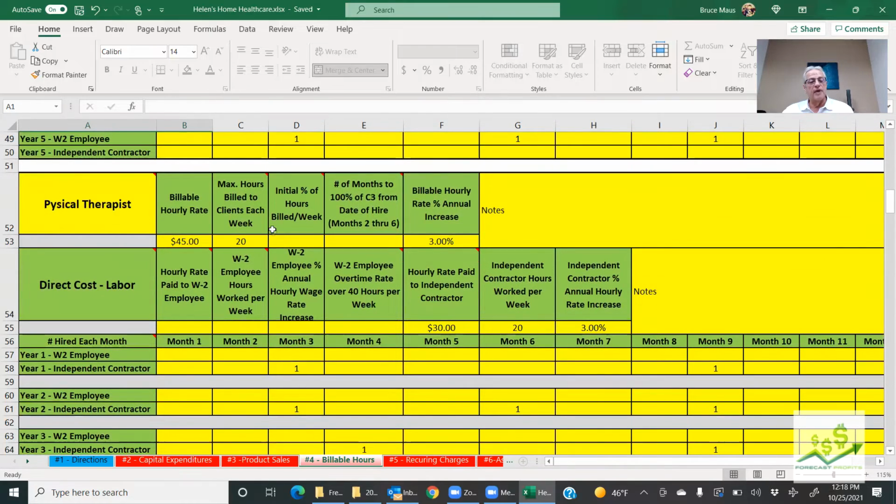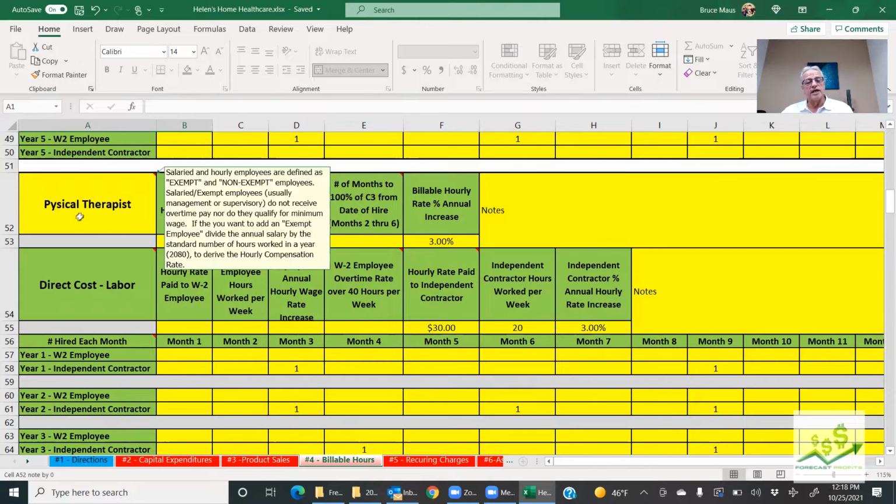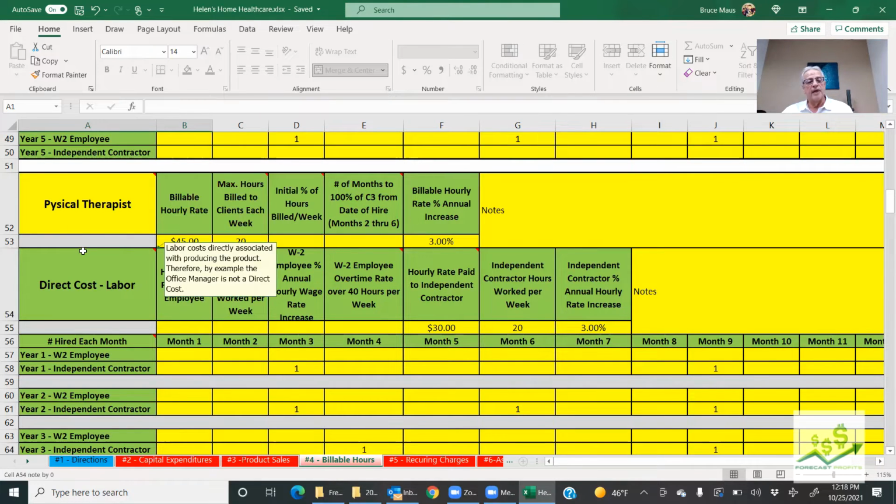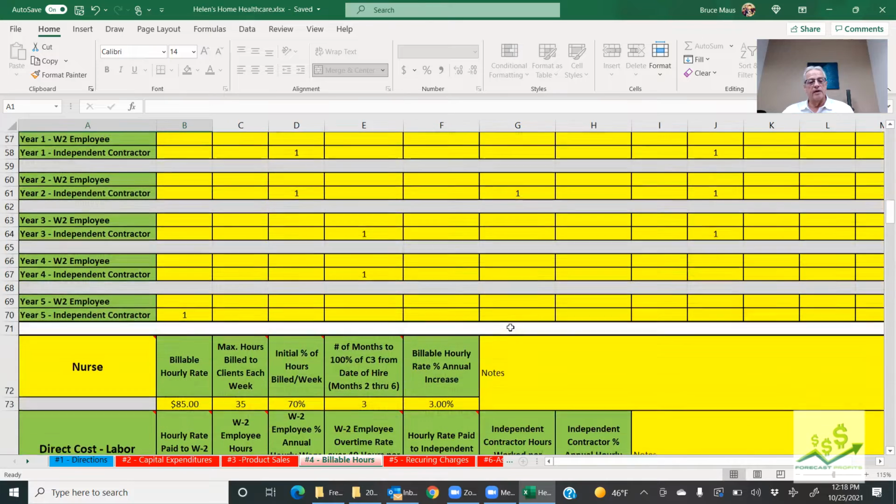Not all of Helen's employees will be W-2 employees. In this case, a physical therapist she plans to hire and bill at $45 an hour to her client, but they'll only work part-time, 20 hours a week. And she will pay that independent contractor $30 an hour, 20 hours a week. In this case, the independent contractor is responsible for their own payroll deductions when they file their taxes annually. Note in the second row, you can designate which month independent contractors are hired.